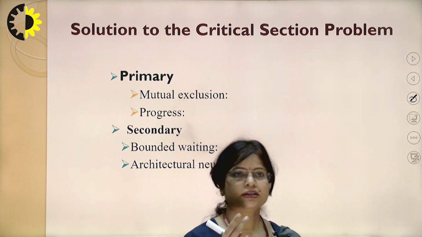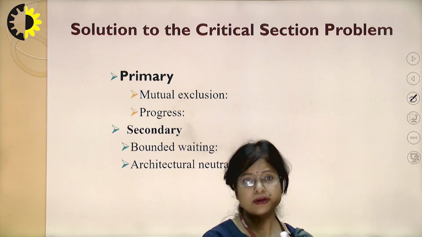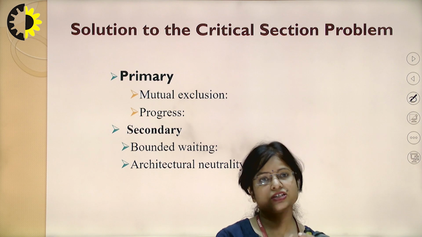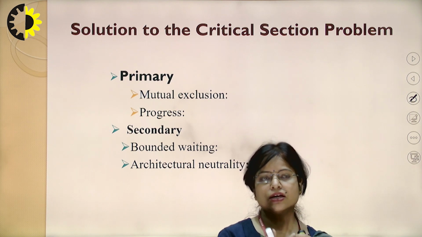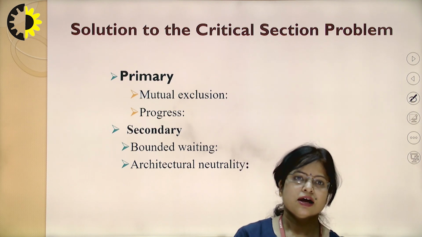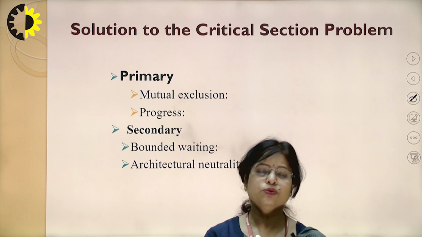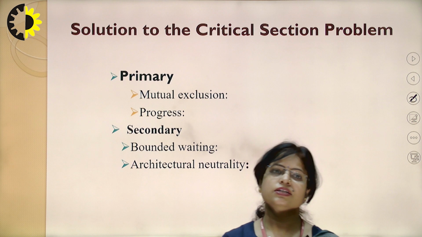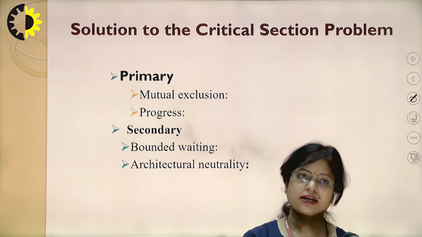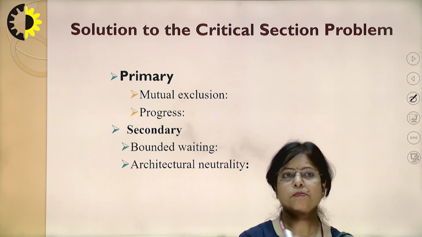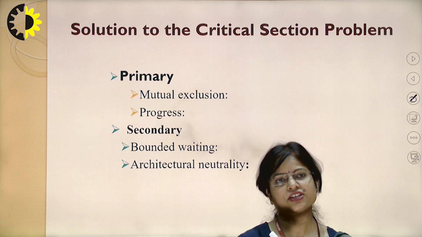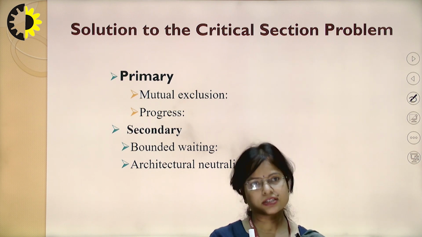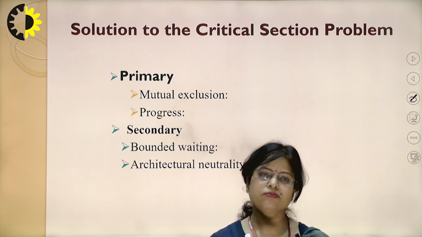We need primary and secondary conditions for the entry section and exit section. The primary conditions are two: first, mutual exclusion, and second, progress. The secondary conditions are bounded waiting and architectural neutrality. We will discuss all these conditions in detail one by one.